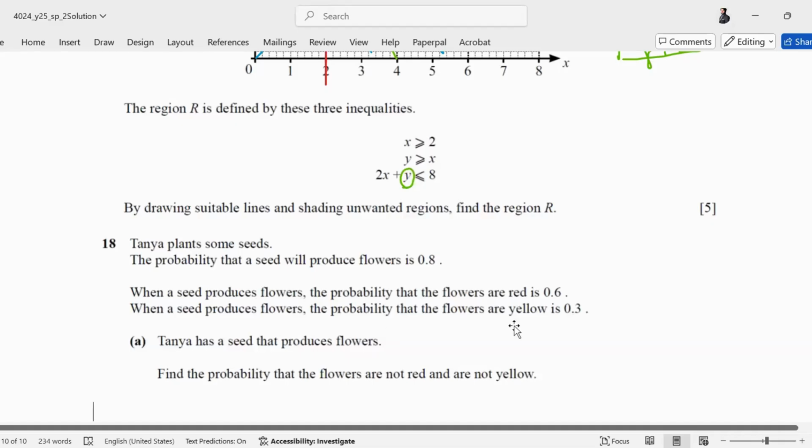Okay, so Tanya plants some seeds. The probability that a seed will produce flowers is 0.8. When a seed produces flowers, the probability that the flowers are red is 0.6. When a seed produces flowers, the probability that the flowers are yellow is 0.3. Tanya has a seed that produces flowers. Find the probability that the flowers are not red and are not yellow.